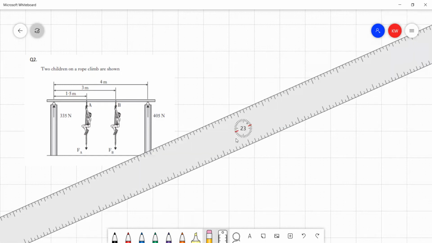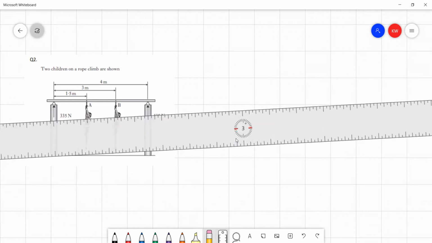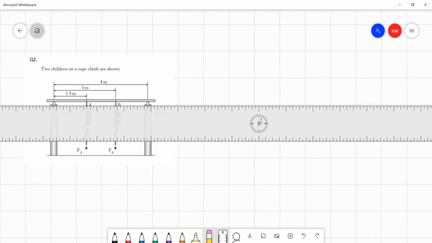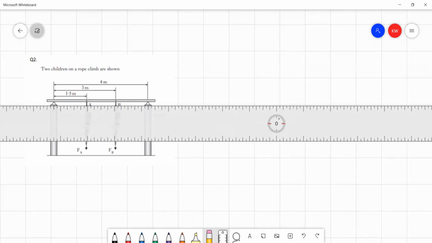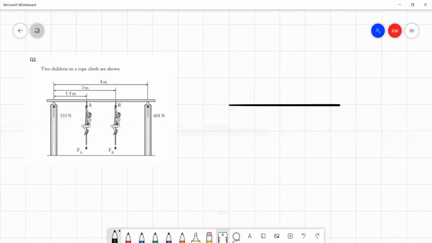We're going to begin by drawing a free body diagram. So we'll represent the top of the climbing frame as a straight line on our diagram here, drawn in with a ruler. And as ever, to this we add all of the forces, the ones we know, the ones we don't know, with the correct labels, and the distances we've been given in the question.